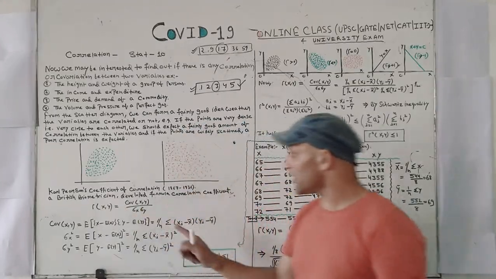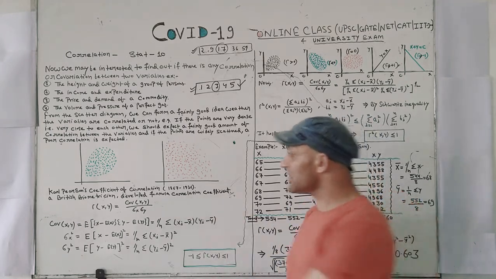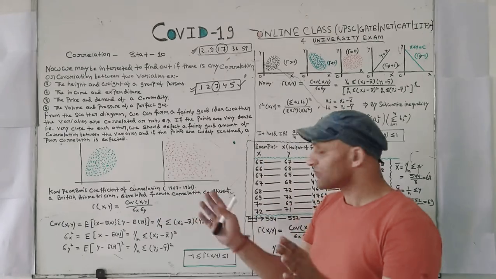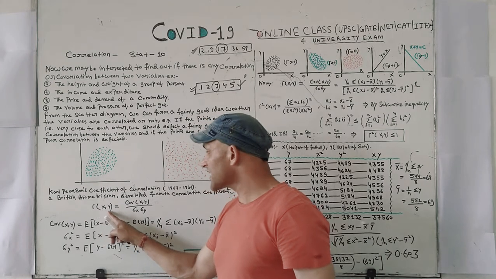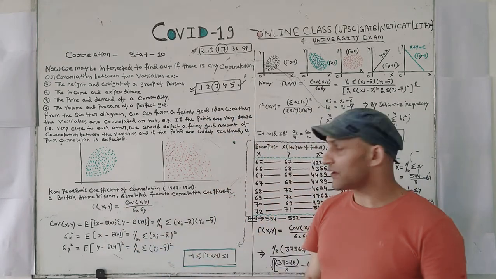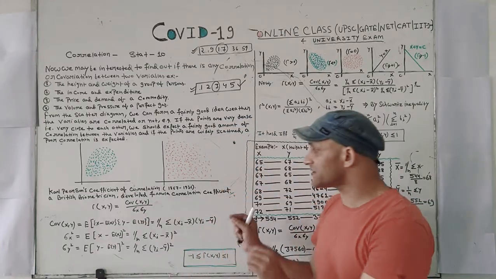So a British biometrician developed the formula for the correlation coefficient. He has given you this formula. With the help of this formula, you can find the correlation between two variables. Rxy is equal to covariance of xy over sigma x sigma y. What is the meaning of covariance? What is the meaning of sigma x and sigma y?